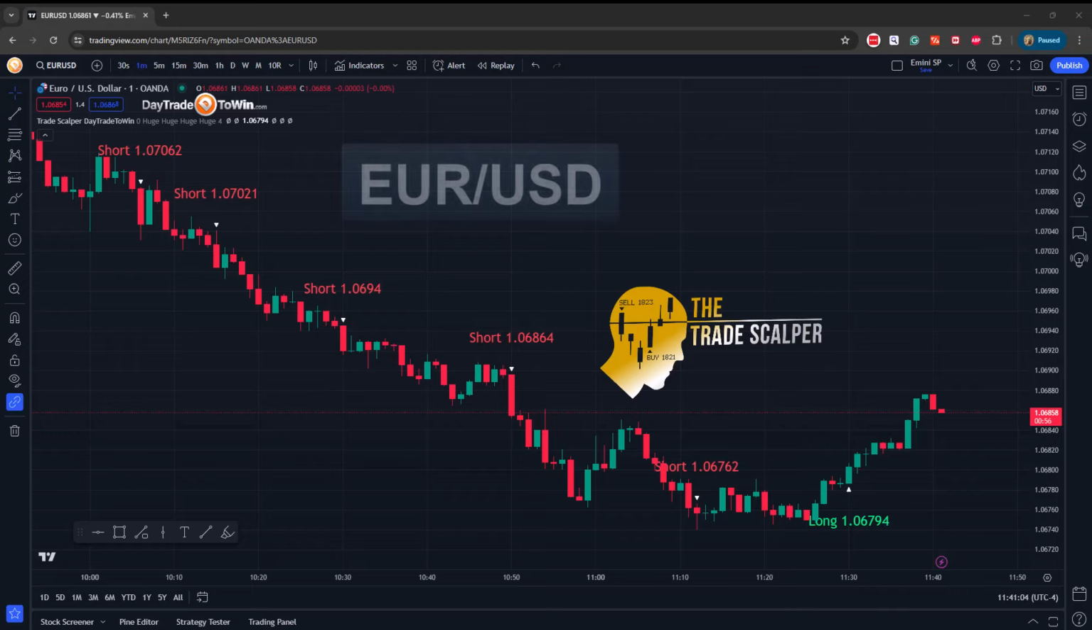So today we're looking at the market in the EuroUSD. A lot of traders use Forex and currencies, especially those of you that are international, looking at opportunities. The Trade Scalper uses price action and it can be traded on any market, which is a great thing.